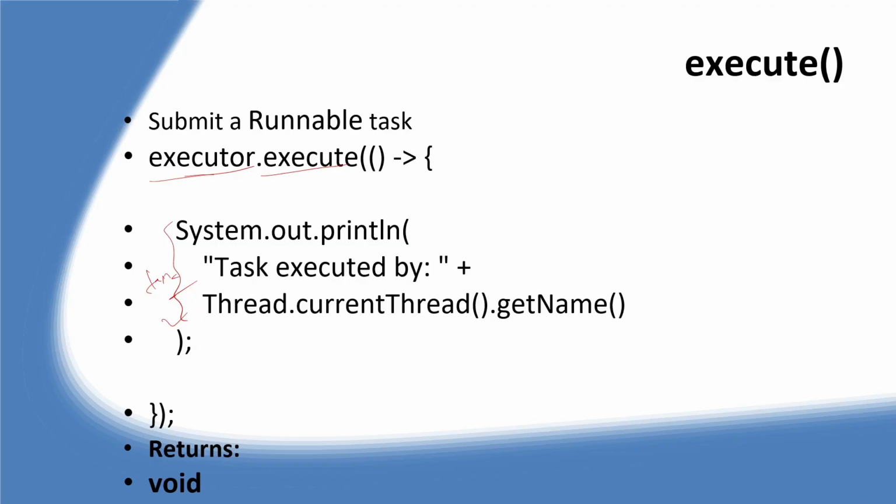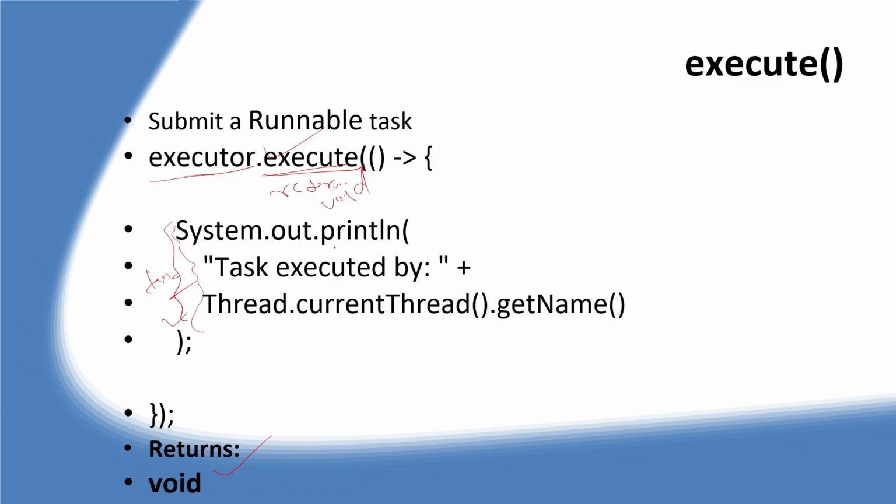Also, this execute method will return void. So we do not receive a future representing the submitted task. Let's say you have some task and you are expecting some return value in the future. In such cases, we will use another method. And if you have a task for which you don't want any return value, then you can use the execute method.